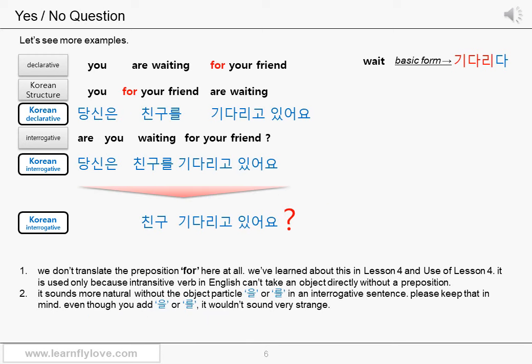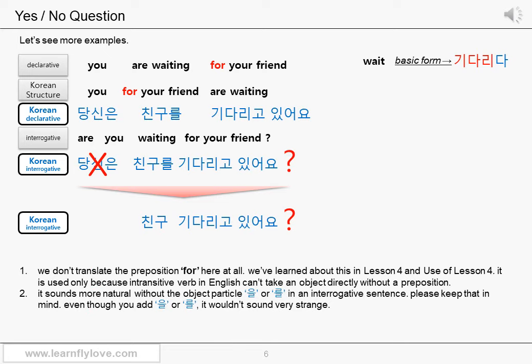Okay, good. Next example. You are waiting for your friend. You, 당신은, for your friend, 친구를. We don't translate the preposition for and the possessive your here at all. We learned about this in lesson 4. It is used only because an intransitive verb in English cannot take an object directly without a preposition. And we don't use the pronoun you in an honorific sentence. We don't really use the direct translation of your either in Korean. Are waiting, 기다리고 있어요.